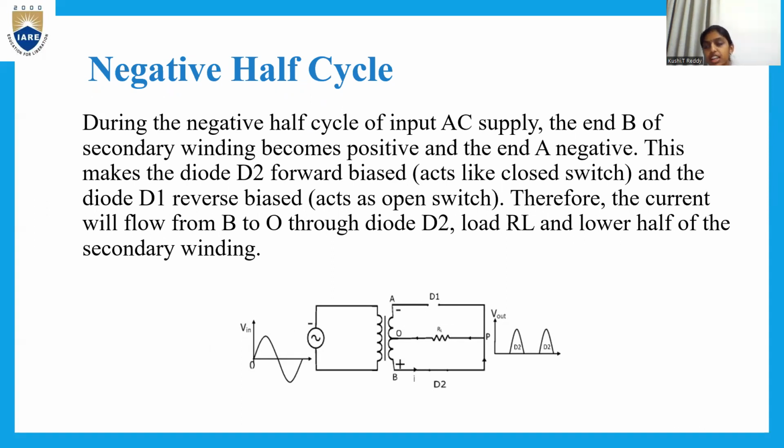So coming to the negative half cycle, it is completely opposite of the positive half cycle. Here now end B becomes the positive end and end A becomes the negative end. So diode D2 is forward biased and it acts as a closed switch, and diode D1 becomes reverse biased and it acts as an open switch, and there will be a current flow from B to O as shown in the figure. When the current flows from B to O, it flows through the diode D2, the load resistance, and the lower half of the secondary winding.